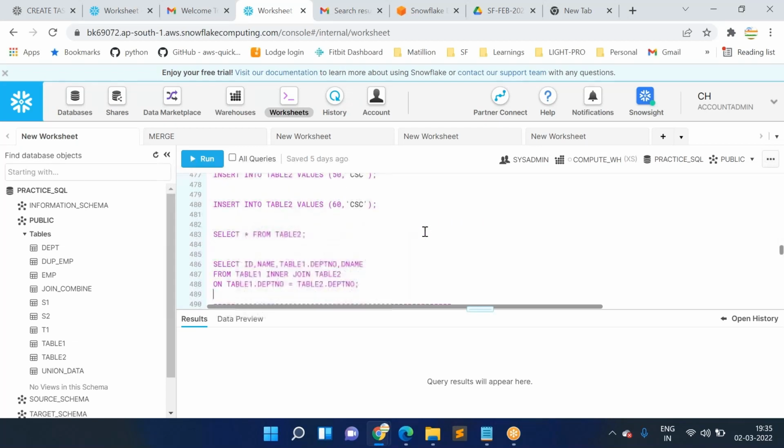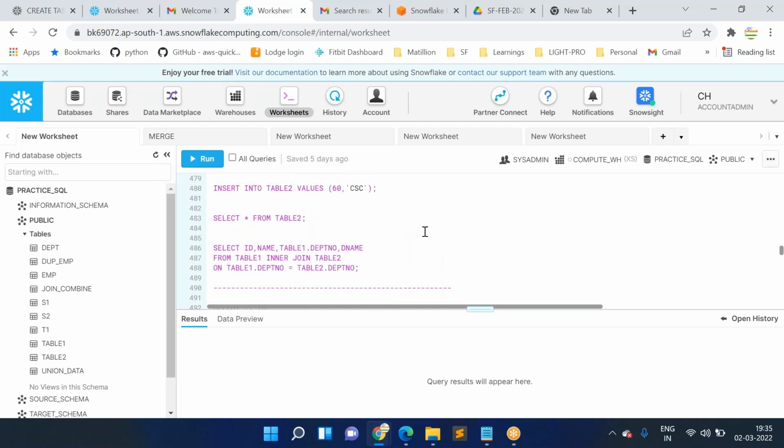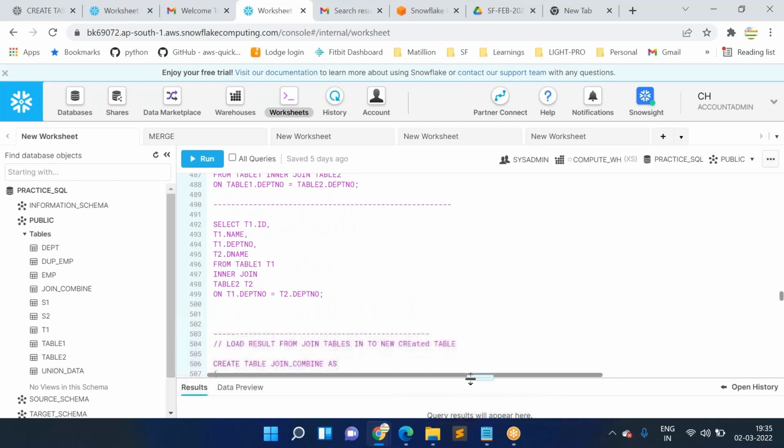So in the last session we got some idea about joins. We discussed that there are three types of joins in Snowflake: one is the inner join, and also the outer join and the self join. We already discussed what an inner join is and how it is helpful.